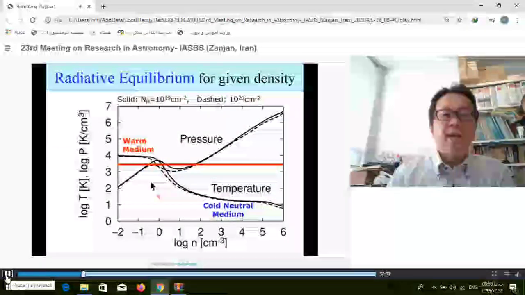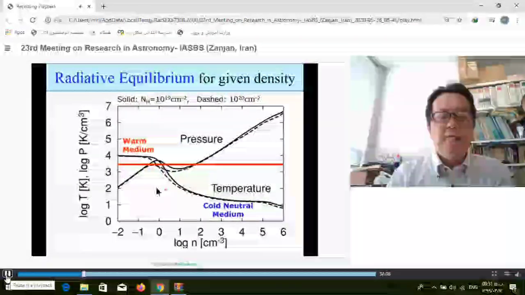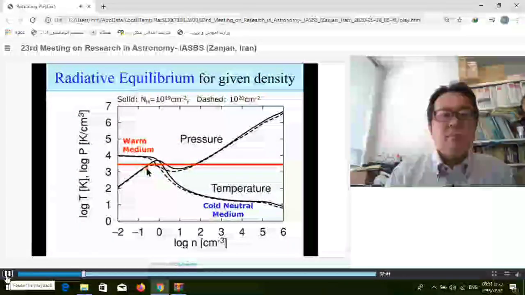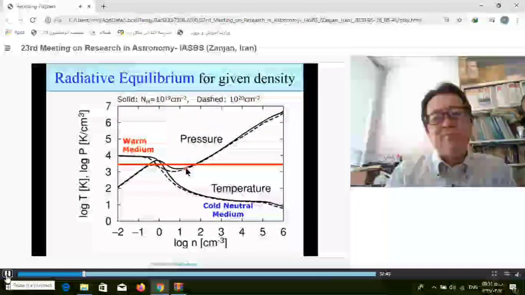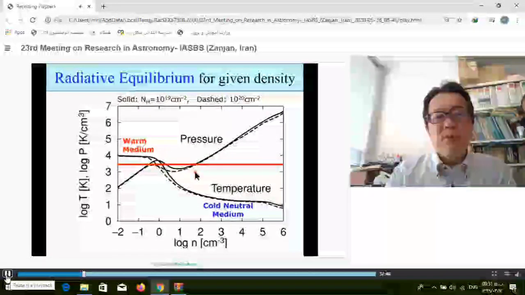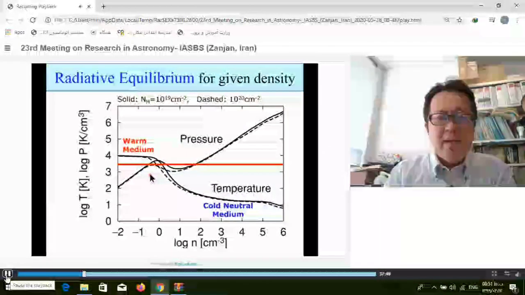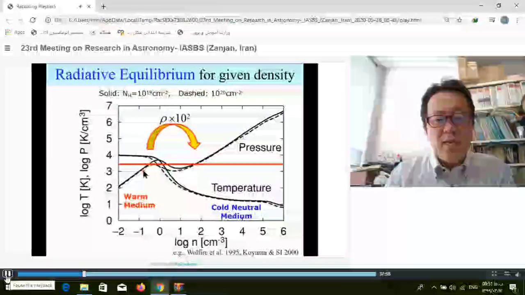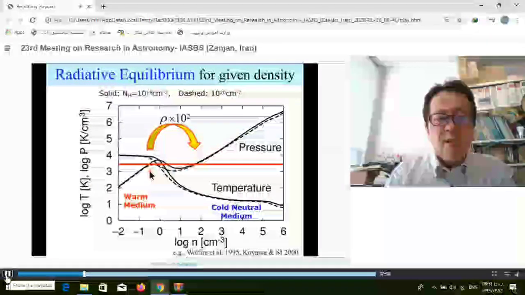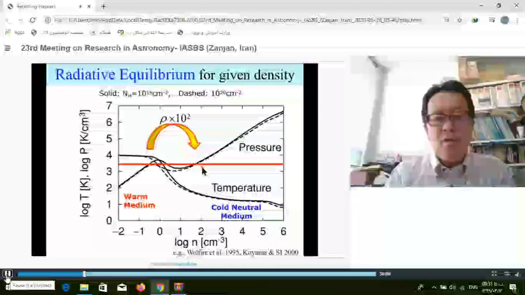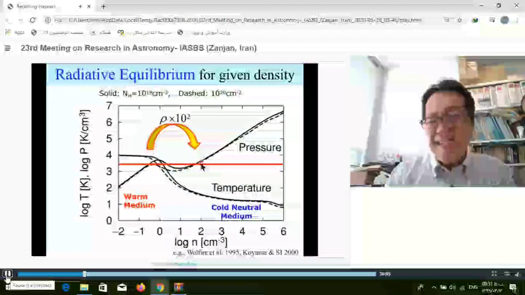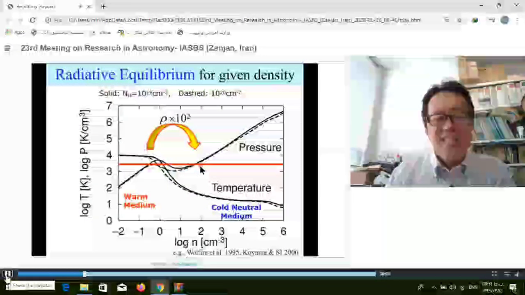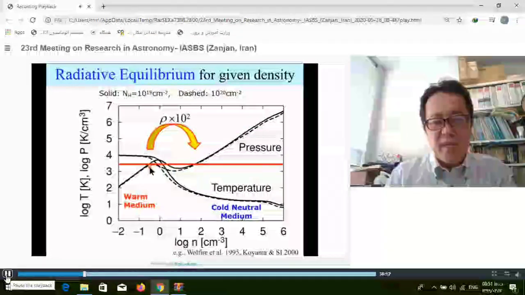Dense part and low density part, or cold part and warm part. We can assume that the mass of the ISM is in both the cold neutral medium and the warm neutral medium, but the density difference is huge. It's more than 100. Therefore, most of the volume is occupied by the warm neutral medium. The volume occupied by the cold neutral medium is tiny. We can safely assume that most of the volume in the galactic thin disk is occupied by the warm neutral medium.